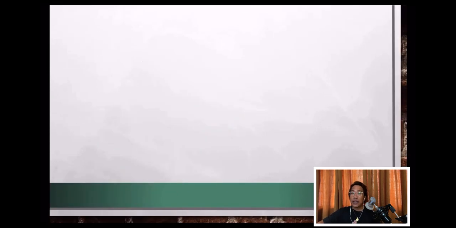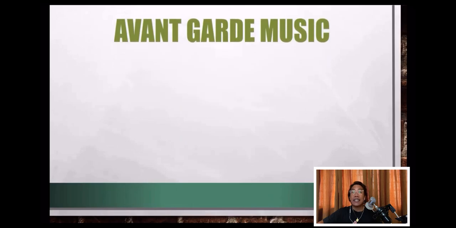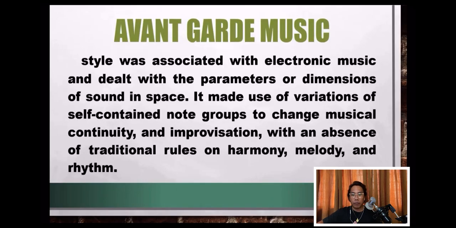The third musical style of the 20th century is avant-garde music. It is a style associated with electronic music and dealt with the parameters of dimensions of sound in space. It made use of variation of self-contained note groups to change musical continuity and improvisation, with an absence of the traditional rules of harmony, melody, and rhythm.